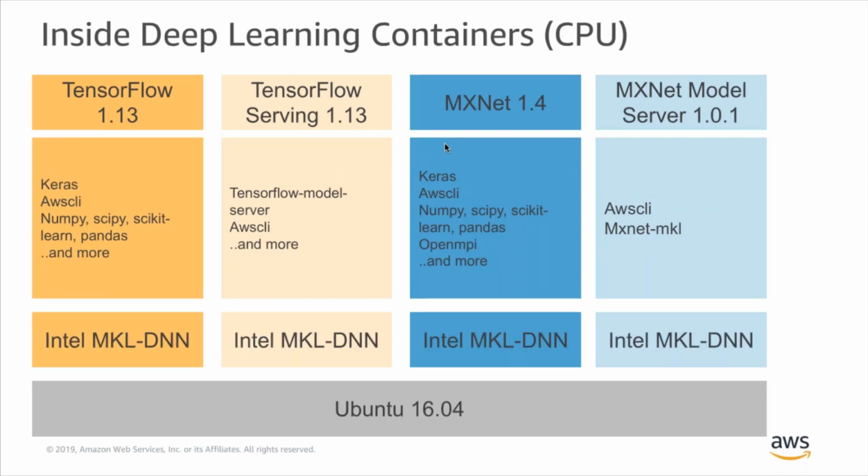Switching over to the CPU images, the CPU images include Intel's MKL-DNN accelerator library that accelerates training and inference on Intel CPU instances. And it's important to note that these images do not include any GPU-specific libraries or software, to keep them minimal and lightweight.